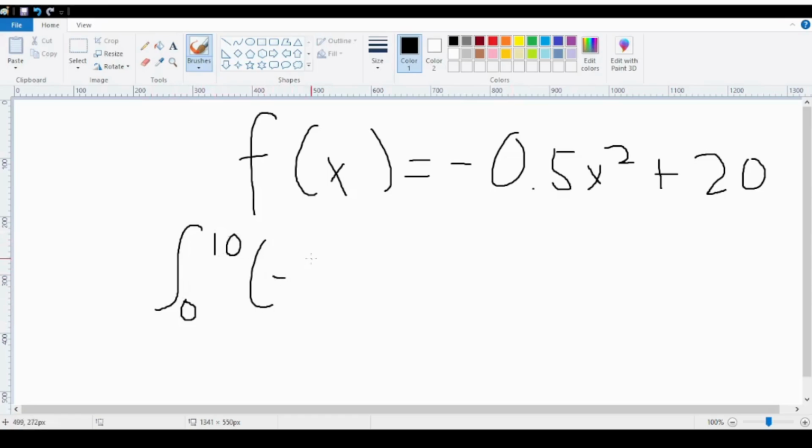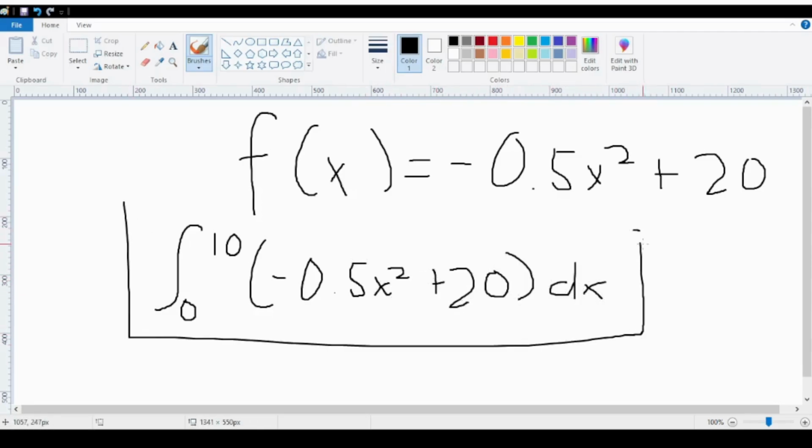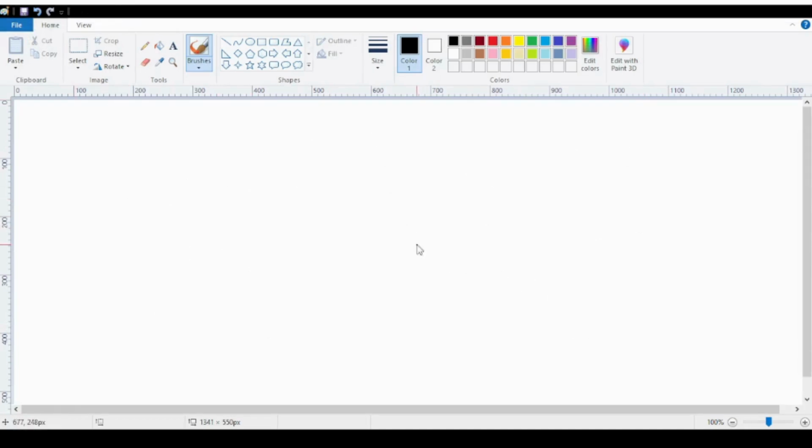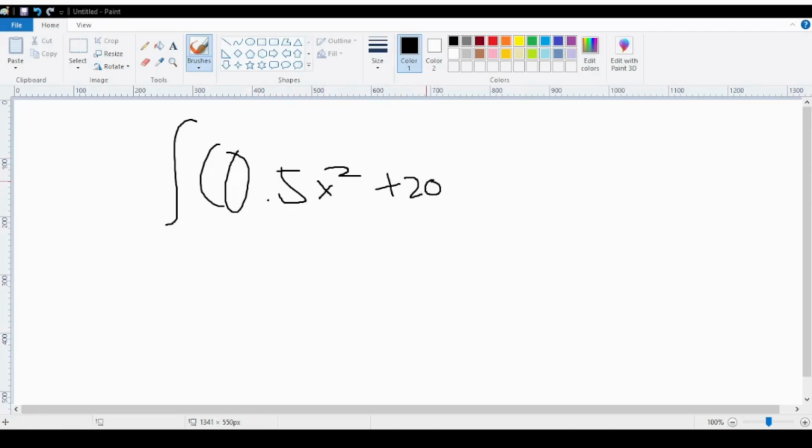What this means is that the cave starts with a height of 20 meters at the entrance and slowly gets shorter as you go deeper. After 10 meters, the height drops down to zero, meaning the cave ends. Our goal is to calculate how much space the cave takes up by adding up all the tiny slices of the cave from the entrance to the end, which happens at 10 meters.